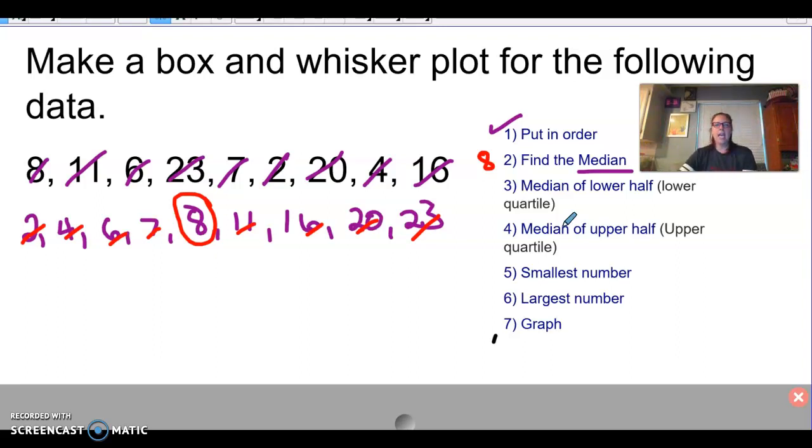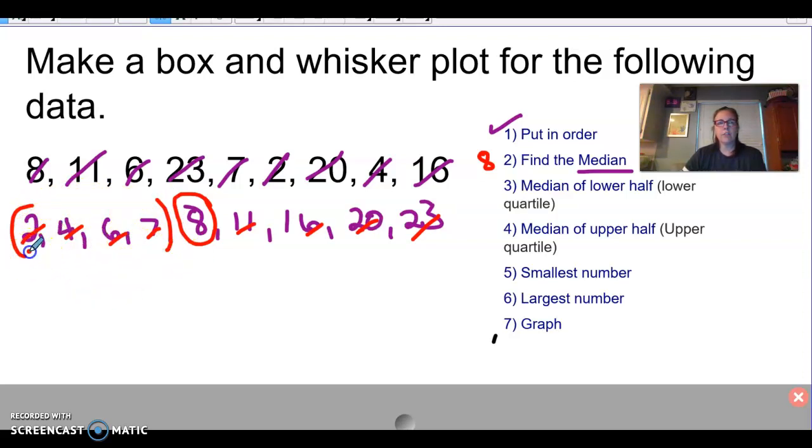Then we have to split these up into the lower half and the upper half. Since 8 is by itself, we do not include it. If there were 2 numbers in the middle, and remember, if there's 2 numbers you have to find their average, then you would include the number on the left. Now we have to find the median of these smaller numbers.